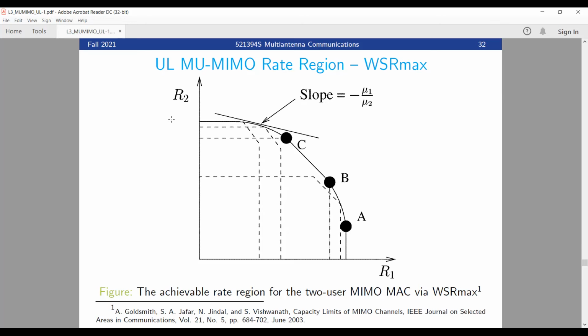Now, if you want to find another point, let's say where user 1 is 10 times more important than user 2, then you have a slope of -10, and arctangent of -10 is approximately -84 degrees. It would be here. You're trying to push this sum rate as high as possible with this tangent.